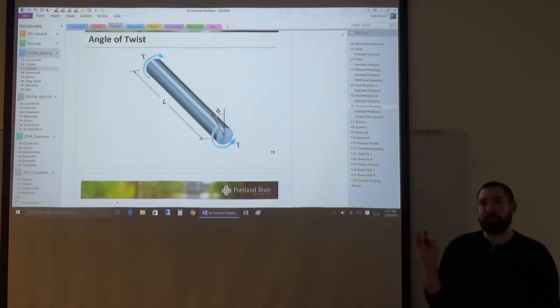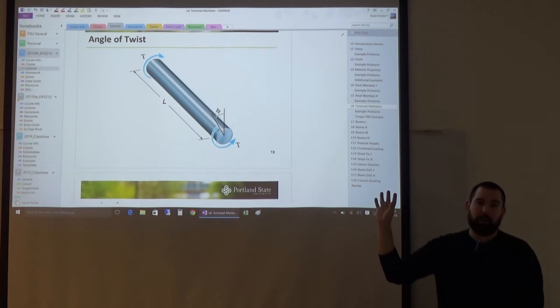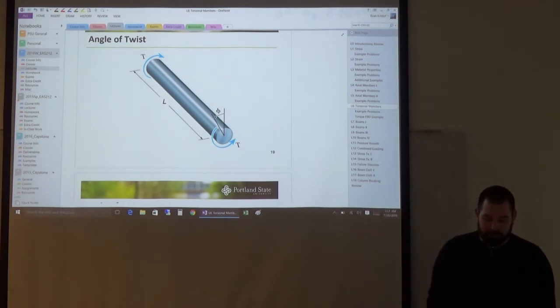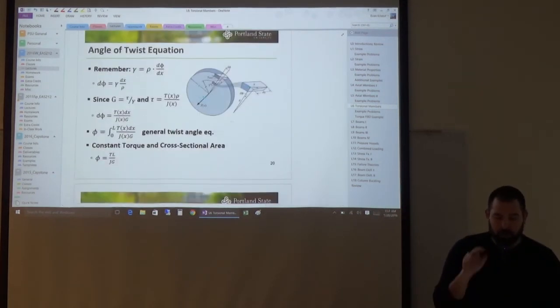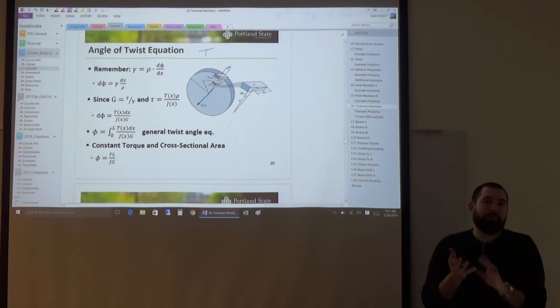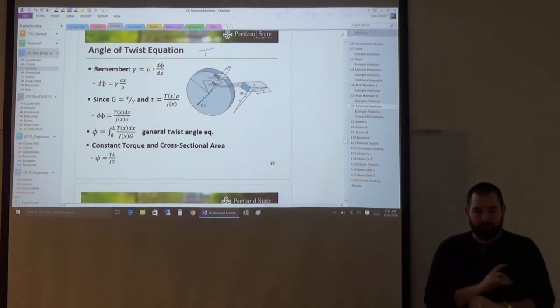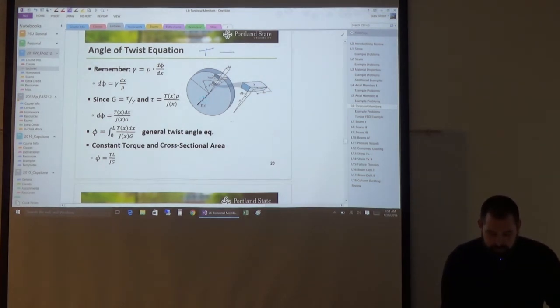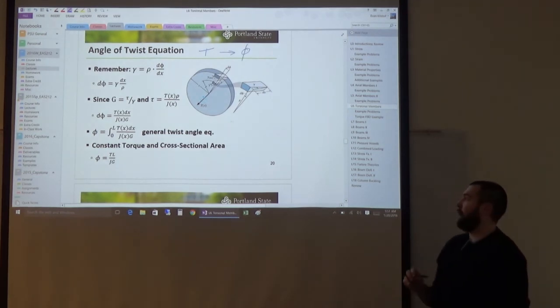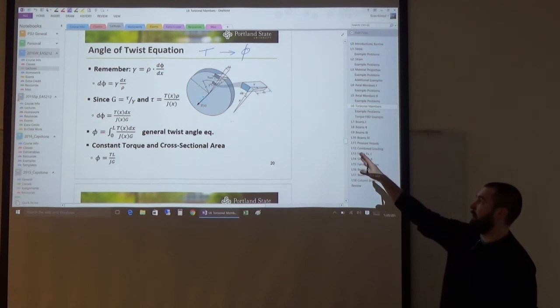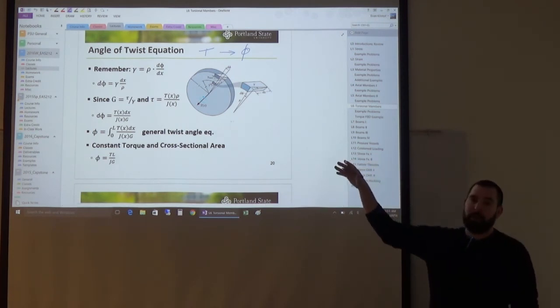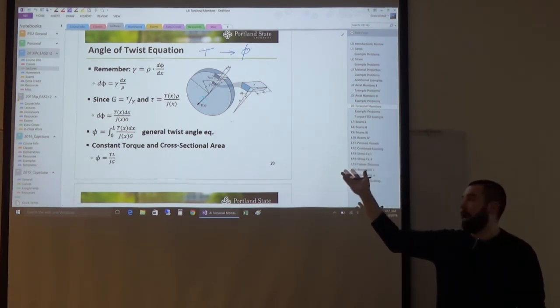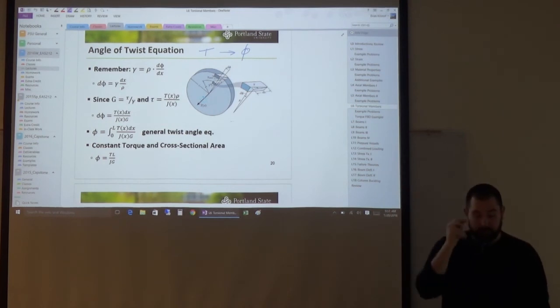And again, the derivation is fully worked out on YouTube, so we're just going to go through it very briefly here. But our goal is to go from the internal torque, combined with things like geometric properties and material properties, to the angle of twist, which is phi. The way that we do that is we first start out with our definition of shear strain. We know that shear strain is related to the angle of twist. We had that relationship up here.